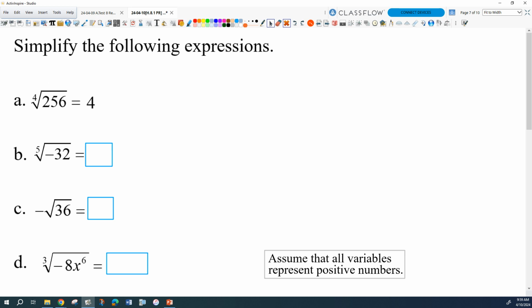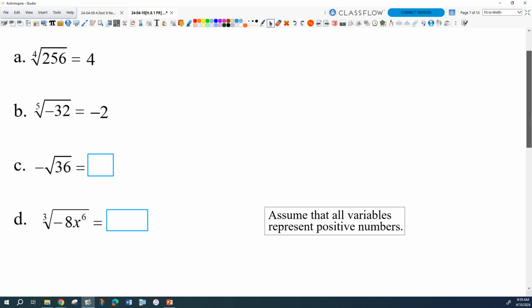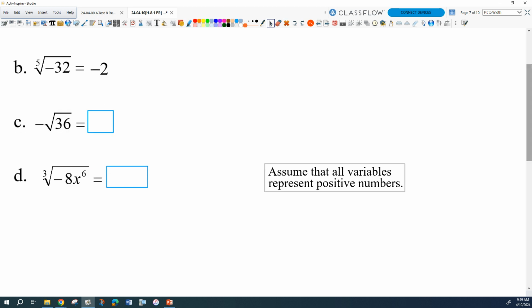Okay, how about B? Negative 2. How about C? Yeah, the negative's on the outside, so it's okay. Okay, and how about this one? Is that the same one we did last time? Yeah. Okay, and do I need this statement? No. I do not.